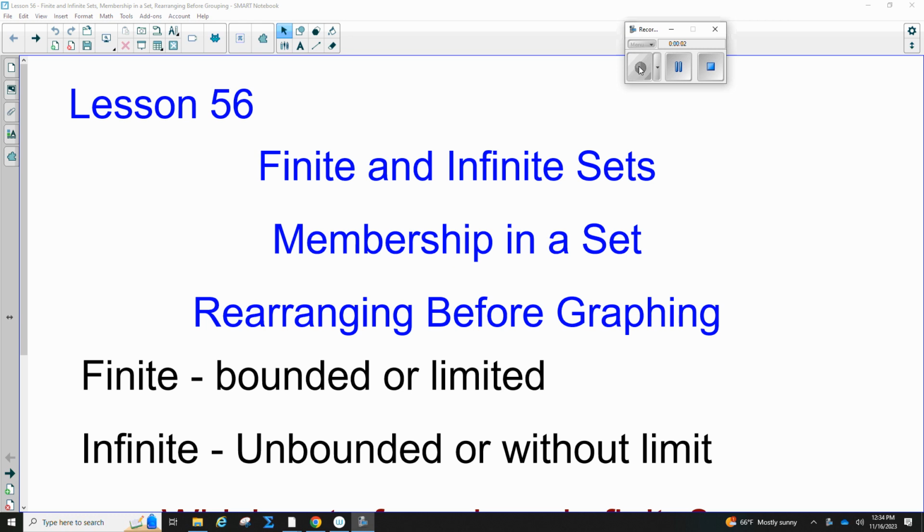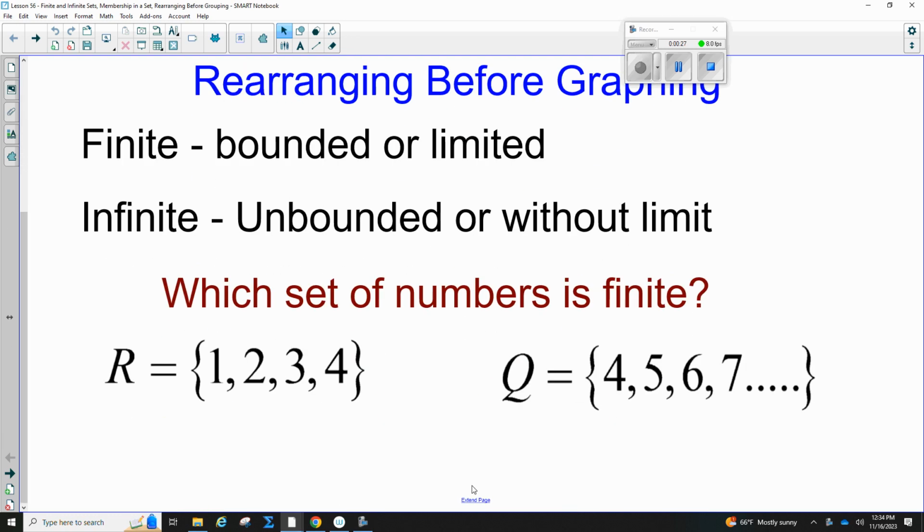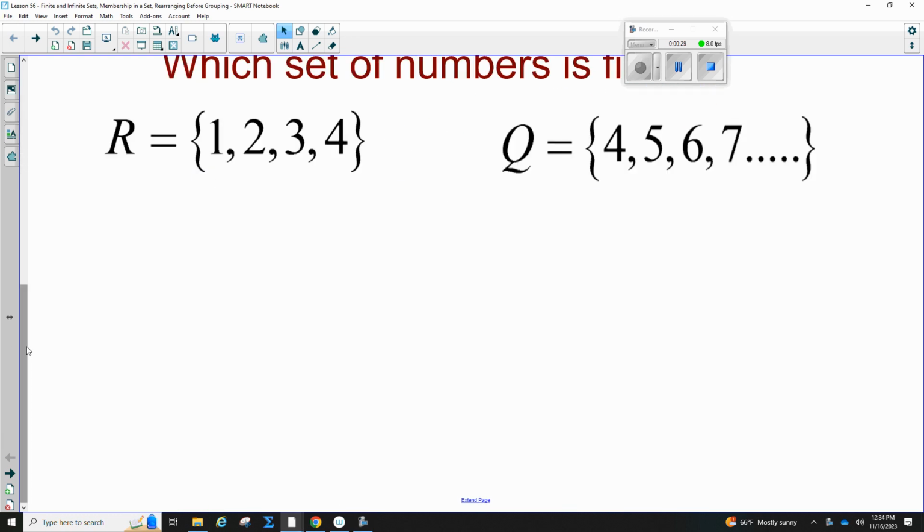56 is finite and infinite sets. Then we'll talk about membership in a set, and then we'll do rearranging before graphing and graphing lines review, okay? So finite means bounded or limited, okay? And infinite means unbounded or without limit. So for example, is set R or set Q finite?